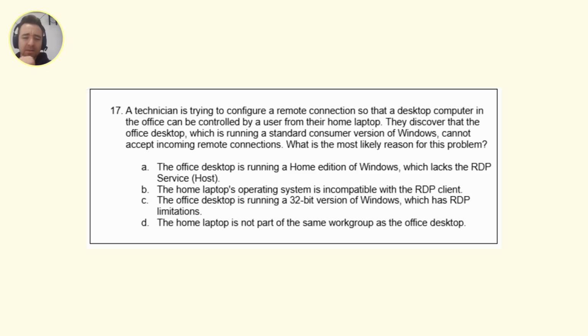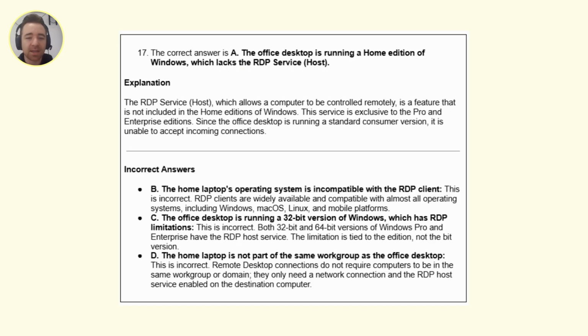Take some time to think about it. Your answer's coming in 3, in 2, in 1. Here we go. It is A, the office desktop is running Home and therefore lacks the host service of Remote Desktop Protocol. All right. Hopefully we should have remembered Home cannot be a host. It can only be a client. It can connect, but it cannot be connected to. Alrighty. So read that if you got it wrong to clarify why and understand the answers.